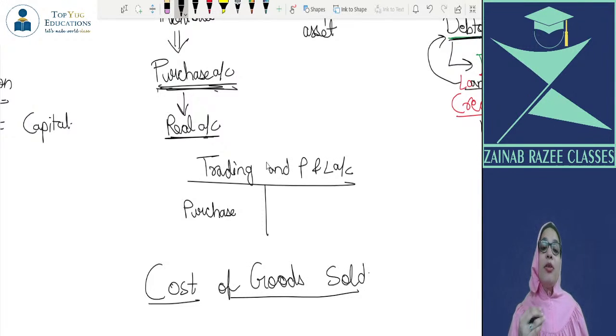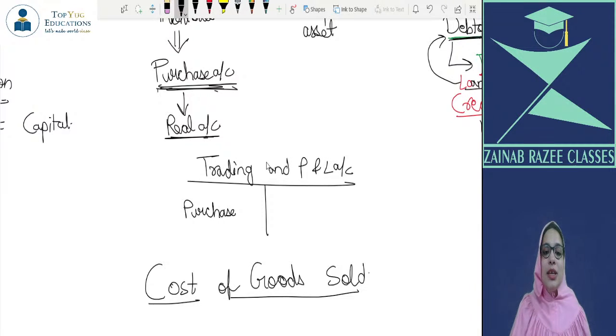Because ma'am, two things are there. You are saying purchase is a real account. If I agree to this, okay, I agreed because you are saying. But then why is it coming in trading and P&L? There are too many concepts behind it. When I come on to final accounts, at that time I'll go into concepts, because right now if I start explaining, we'll move on towards final accounts. But first is the recording stage.